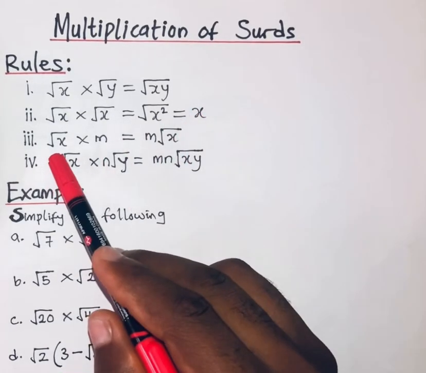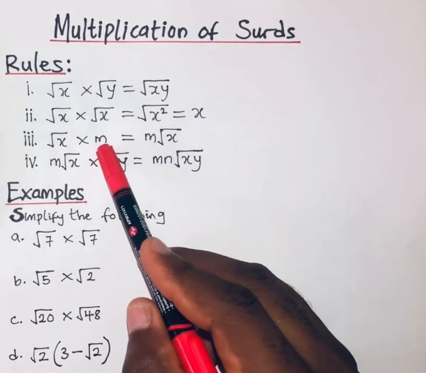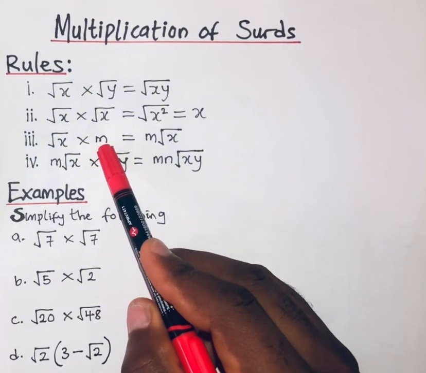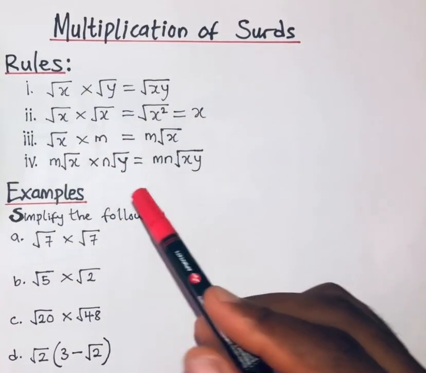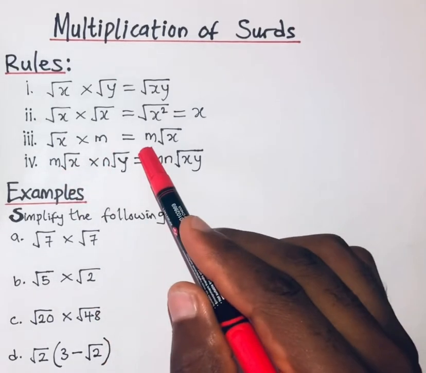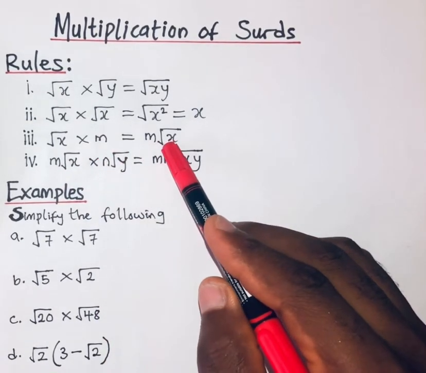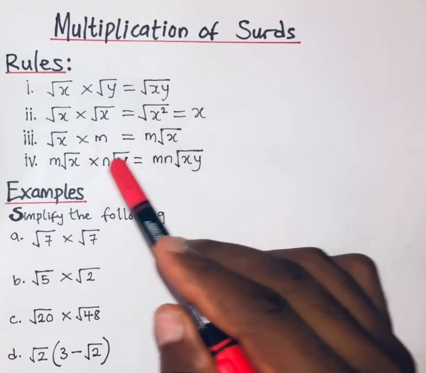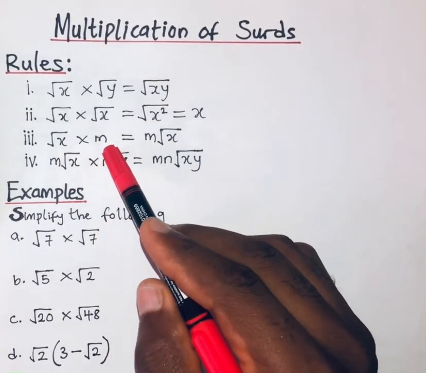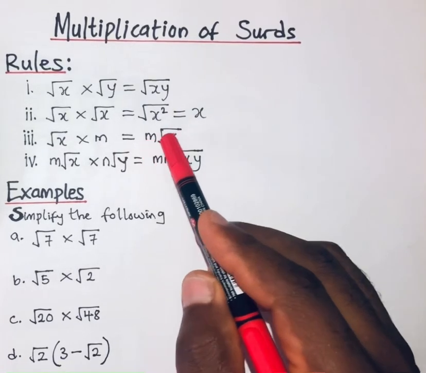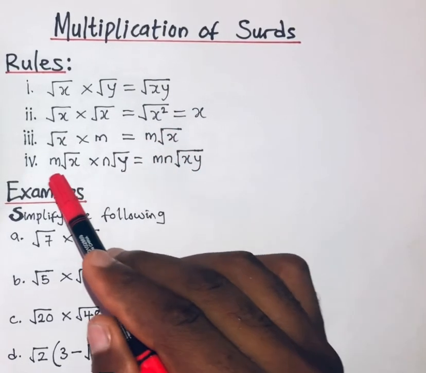The third rule says whenever you are multiplying a surd with a rational number, whether a fraction or a whole number, the result will be that the fraction or the whole number will become the coefficient of that surd. So root x times m will be equal to m root x.